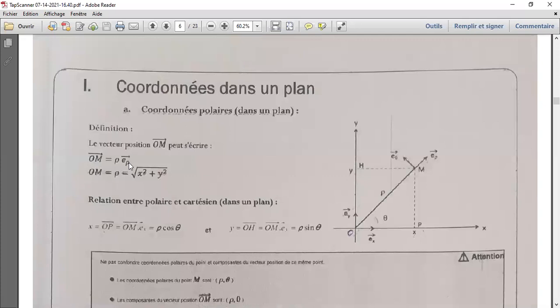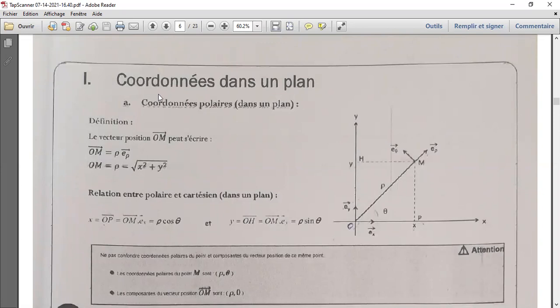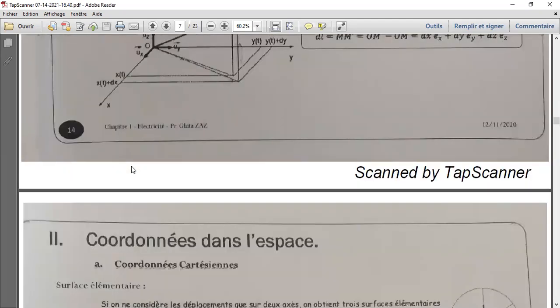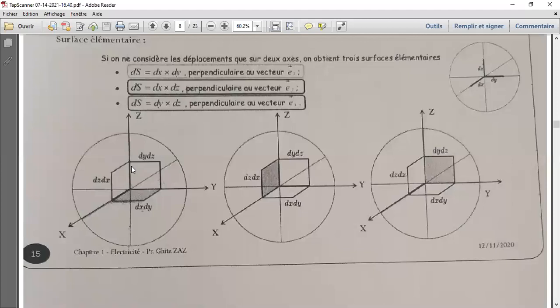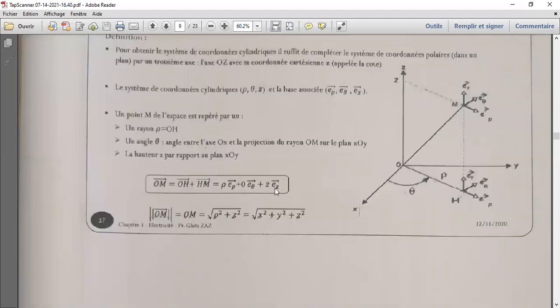And I said that. If you are not clear about how this comes in, you can go back to the video which I sent. So there's rho E rho for polar coordinates. Then to this vector rho E rho, we just have to add Z, EZ. That's all. So where there's rho E rho, we just add Z EZ.